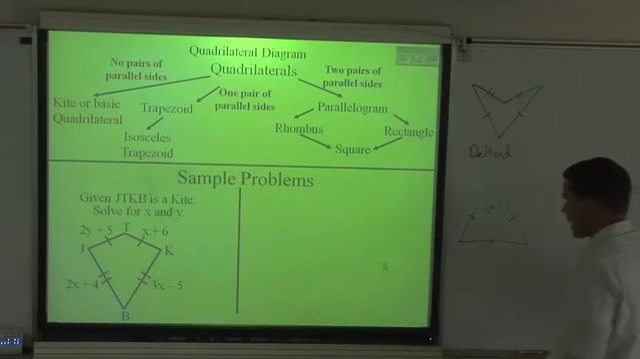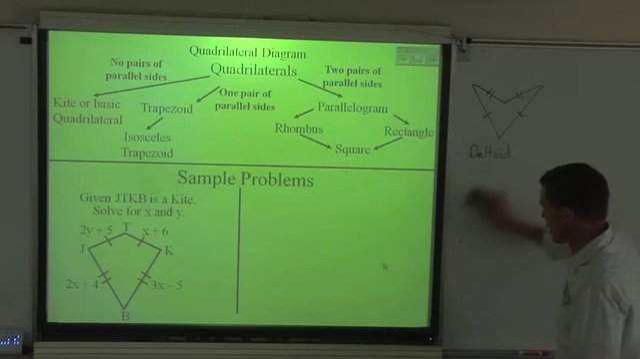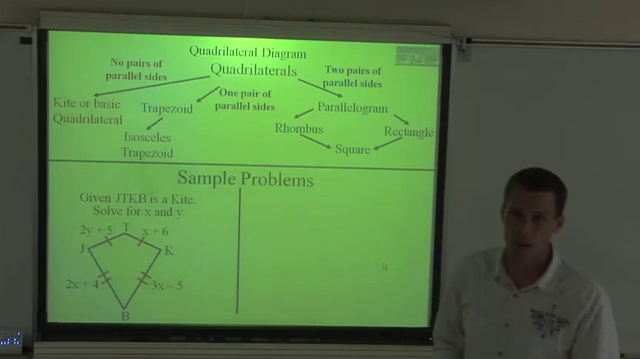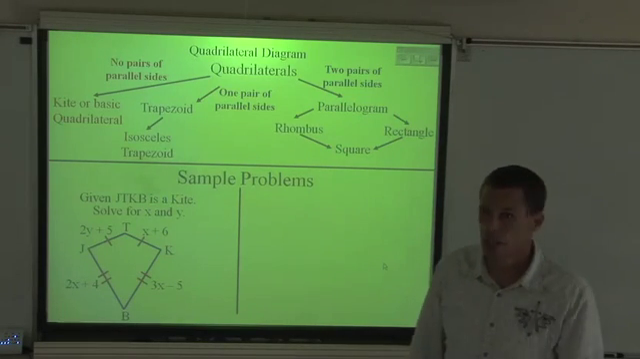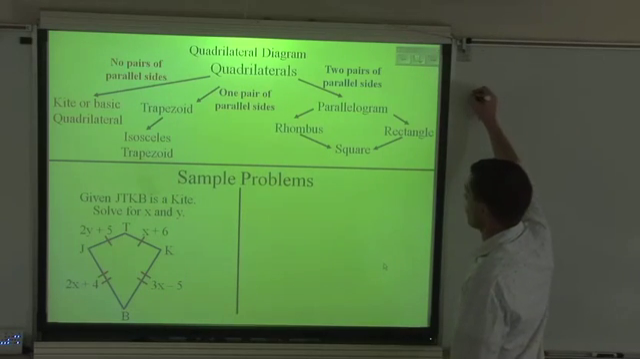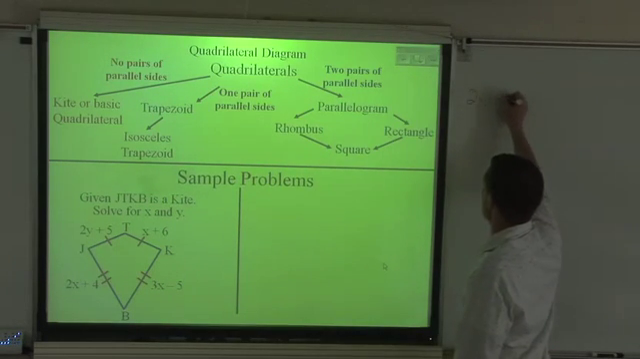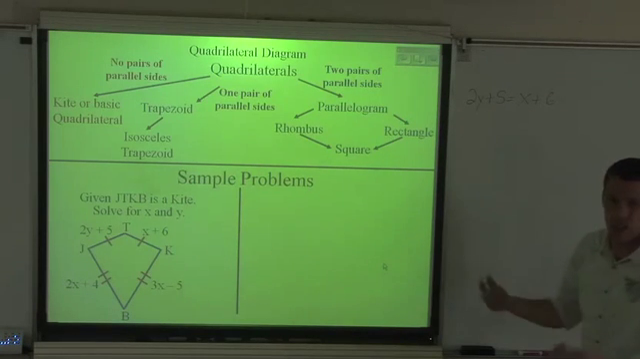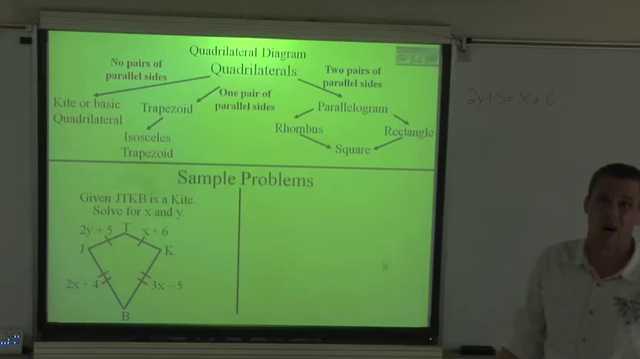So here's the first example. JTKB is a kite, and we want to solve for x and y. In this case, we just use the definition. These two sides are congruent to each other. So 2y plus 5 equals x plus 6. Doesn't do anything for me. I've got x and I've got y.